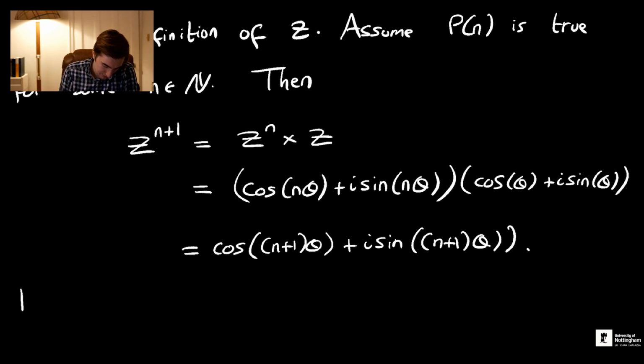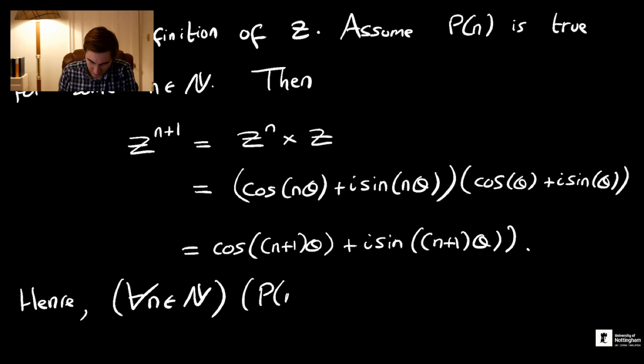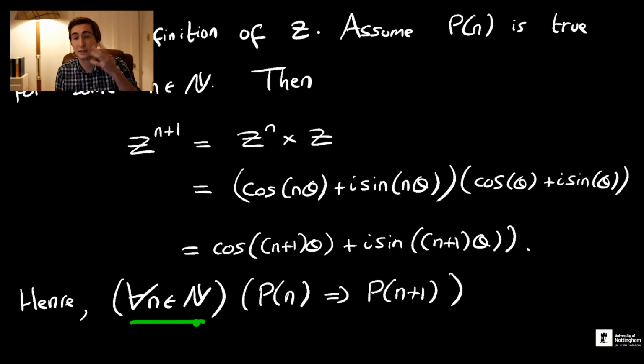So, hence, it follows that we've proven that for all n in the naturals, P of n implies P of n plus 1 is true. And it's true for every n simply because we didn't make any conditions or assumptions on n. We just said it's true for some n, and then we proved that it must be true for n plus 1, or P of n plus 1. So that is true.